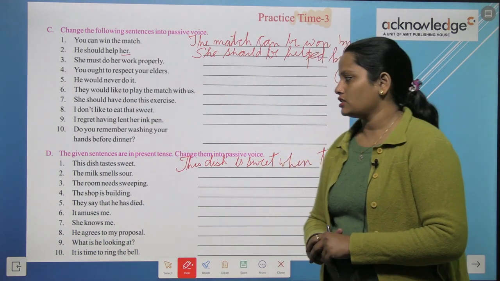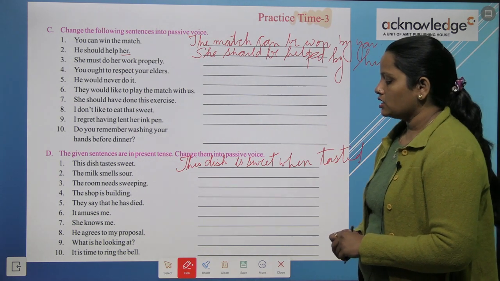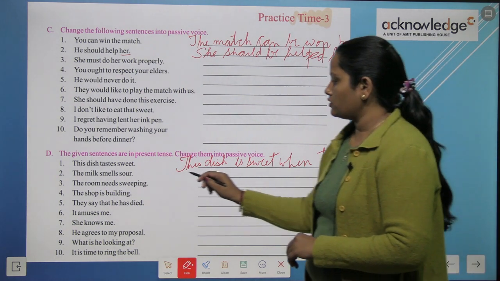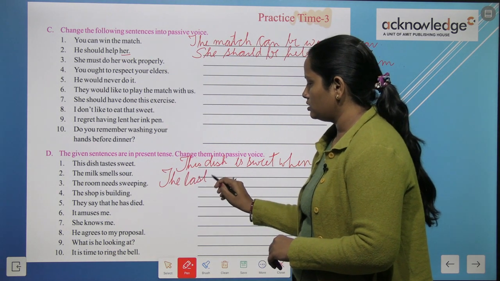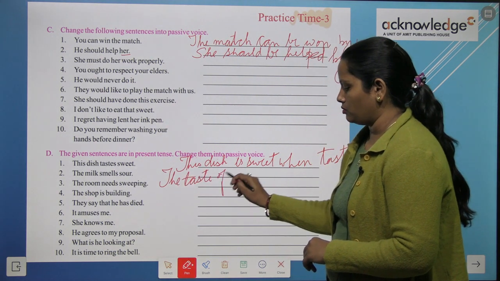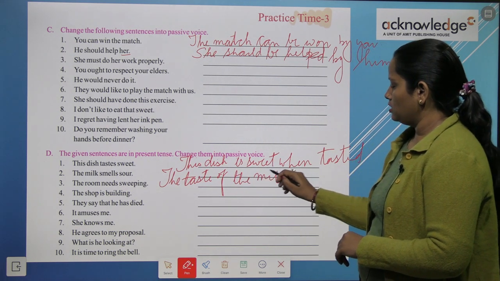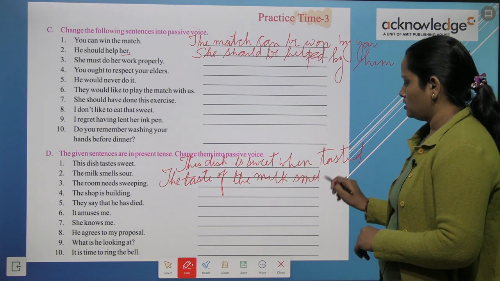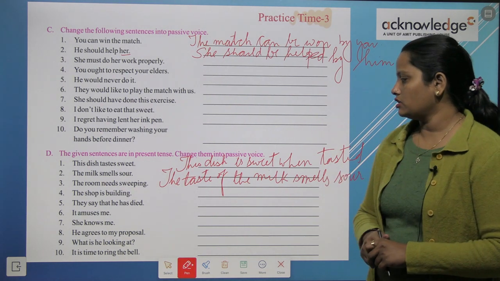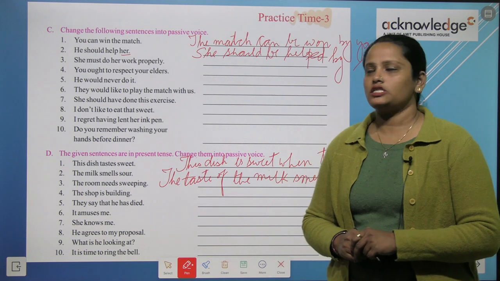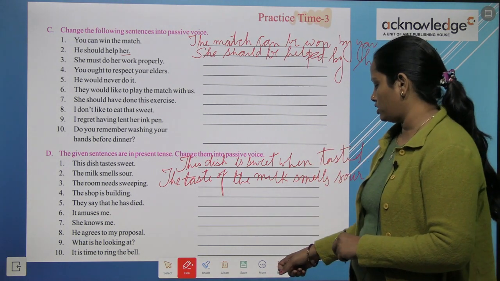So like this, let's do the second one. The milk smells sour. So the answer will be the taste of the milk smells sour. So children, these are the two examples that we have done, and the rest of the exercise is your homework you have to do on your own.